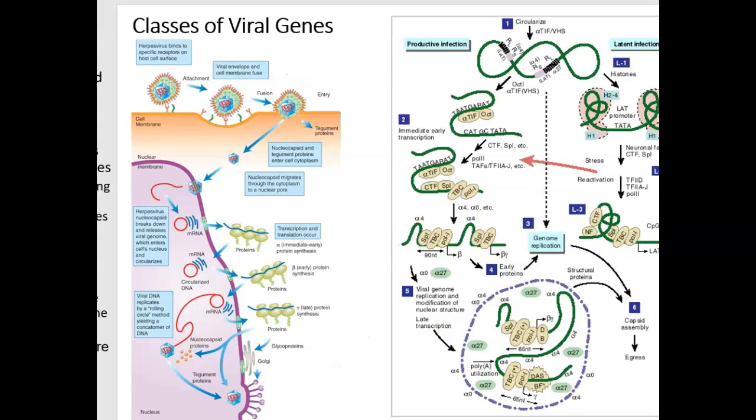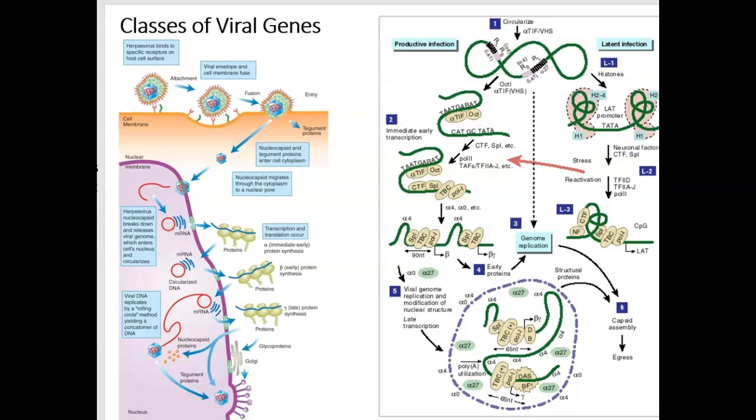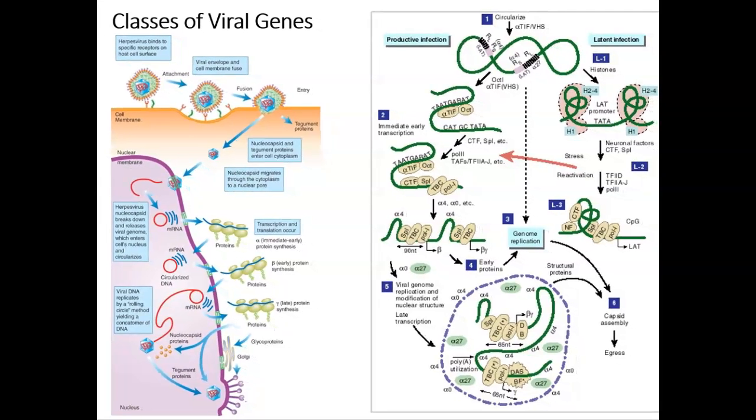All right, so like some other viruses that we've talked about, herpes viruses have very regulated and ordered gene expression. They have immediate, early, and late genes. And so some of the early genes are going to help regulate and turn on the late genes, and so forth and so on. So you've got to have this ordered progression.